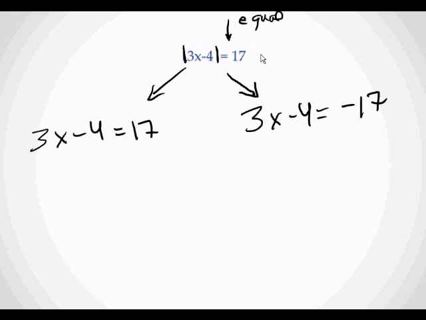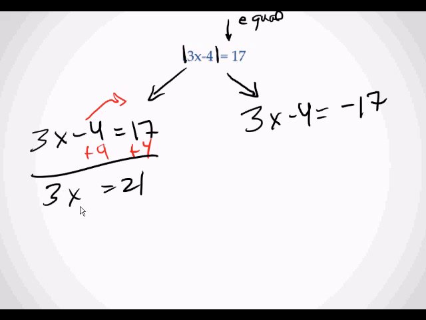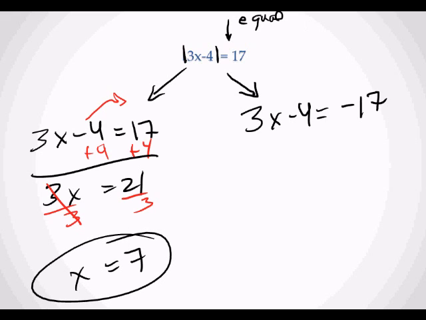So the first problem, everything was the same. The second problem, the number on the right-hand side of the equals, that's not the absolute value, that has to change the sign. And then we just solve for x. Get the 4 to the other side by adding 4. And we get 3x equals 21. Get rid of the 3. It's 3 times x, so we're going to divide by 3. And we get x. 21 divided by 3 is 7.